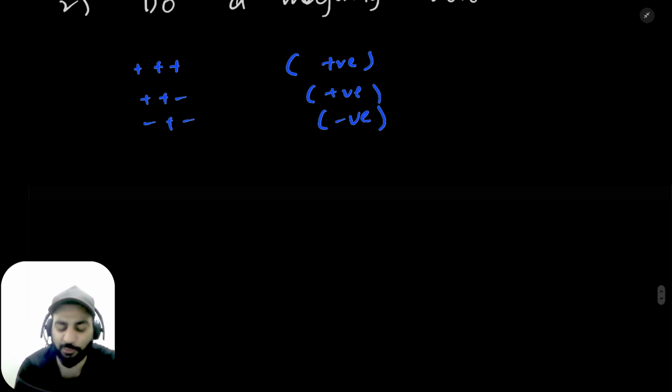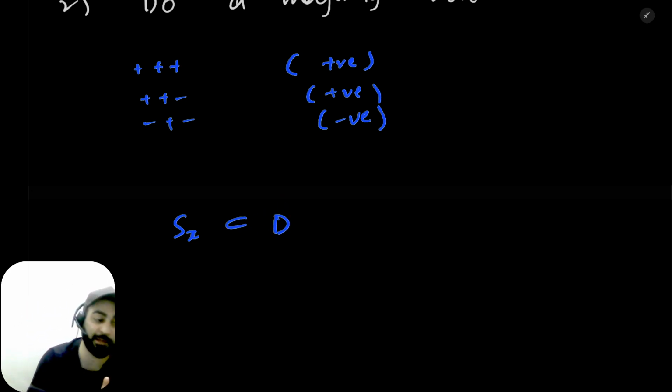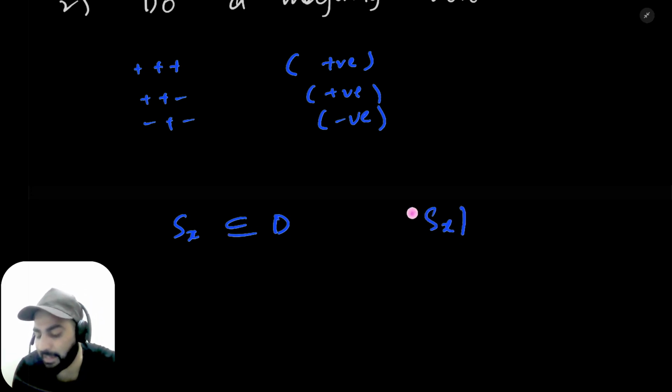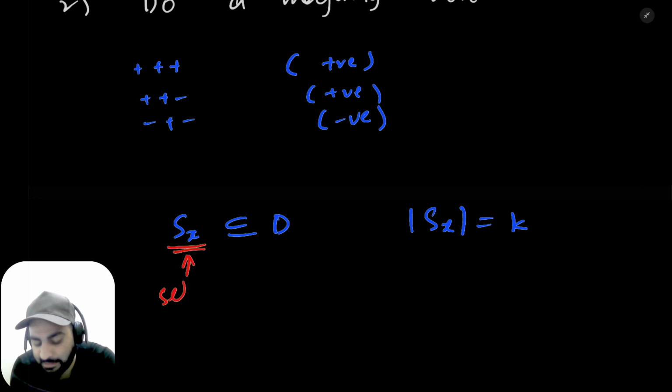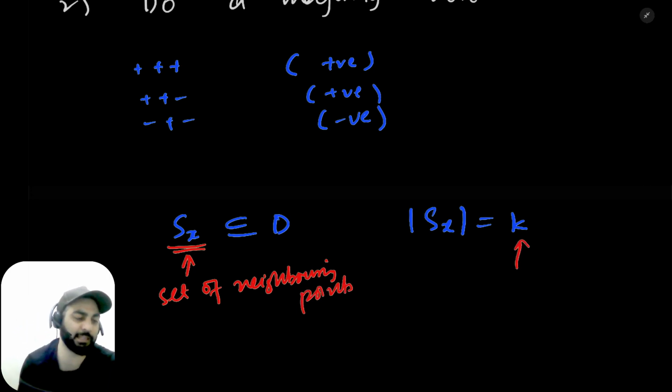Okay, so what I am doing is I am taking some Sx. Sx is a subset of D. If I write it mathematically, see how I write it. Sx is a subset of D, and Sx has the cardinality of k. So there are two meanings in here. The first thing is this Sx is a set of neighboring points. So how many neighbors are there? k. Cardinality is k.